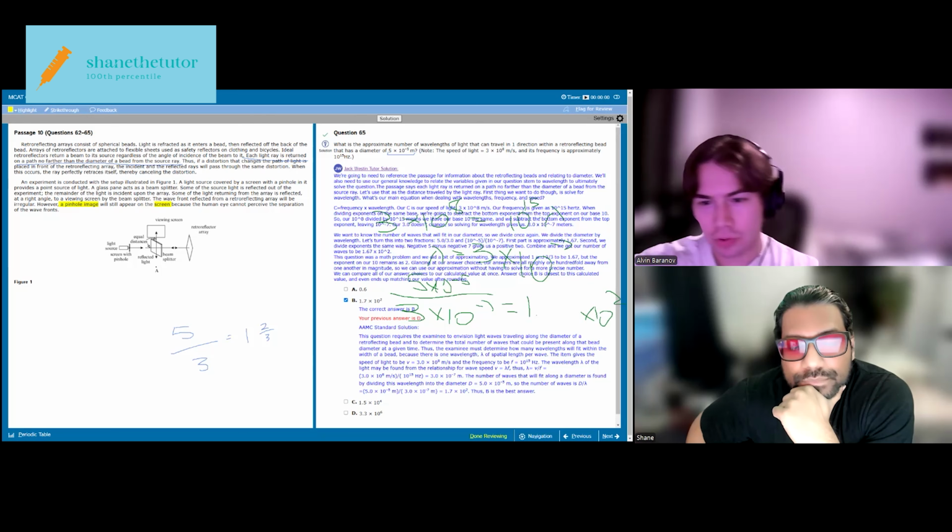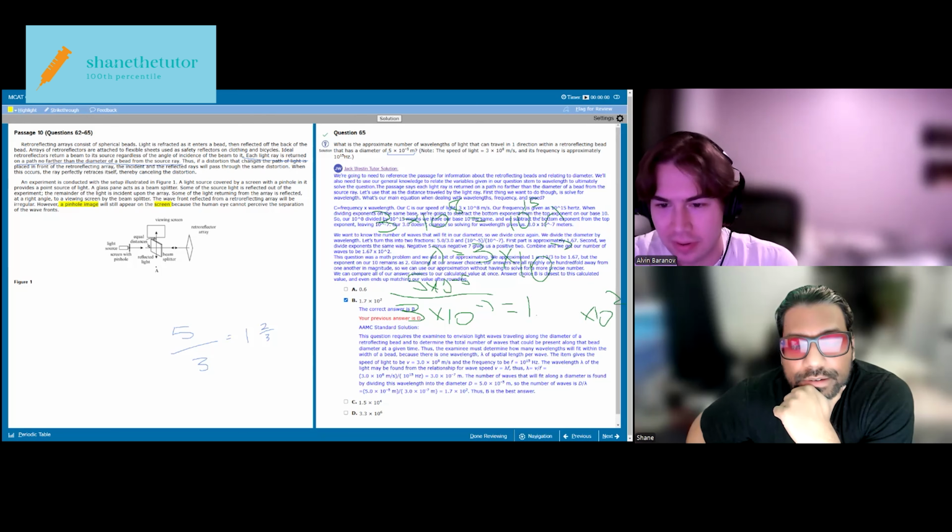Yeah, I put D, which was the inverse. So it was wavelength divided by diameter. I see. Yeah, that can also be a thing. But yeah, number of waves, essentially.